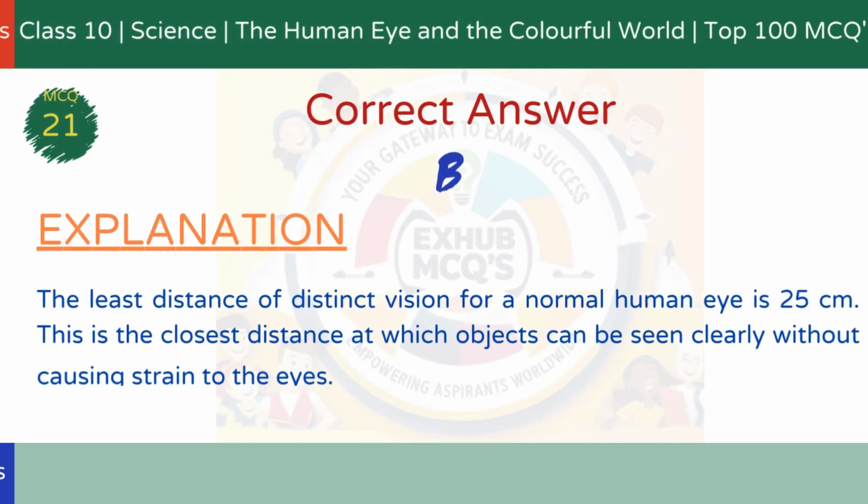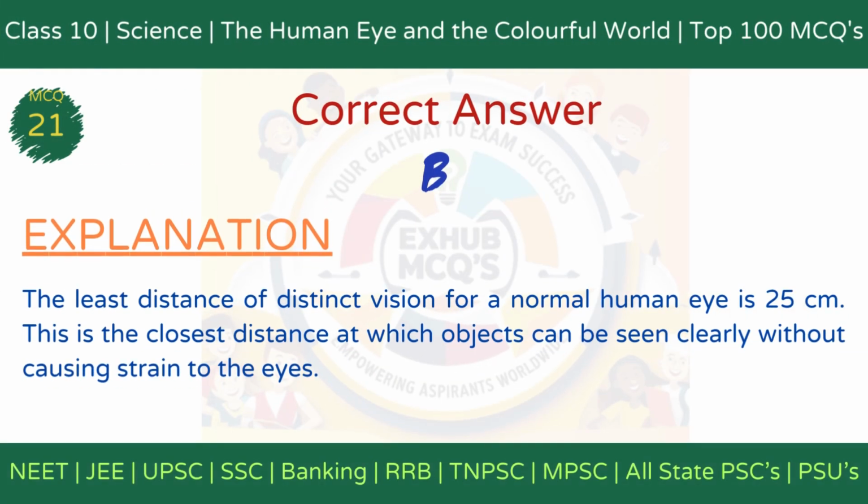The correct answer is option B, 25 centimeters. Explanation: the least distance of distinct vision for a normal human eye is 25 centimeters. At this distance, objects can be seen clearly without causing strain to the eye.